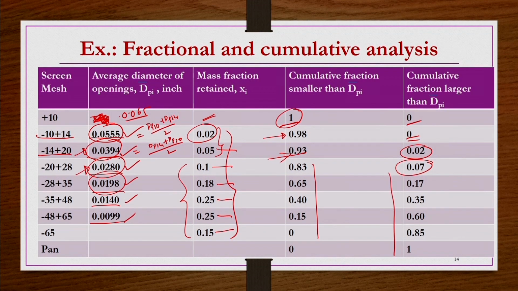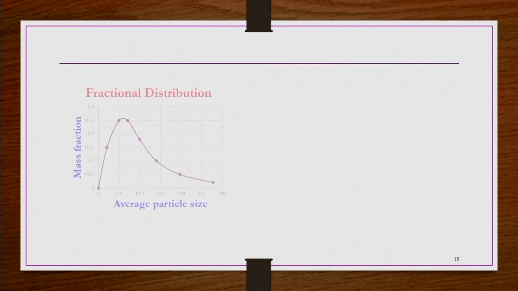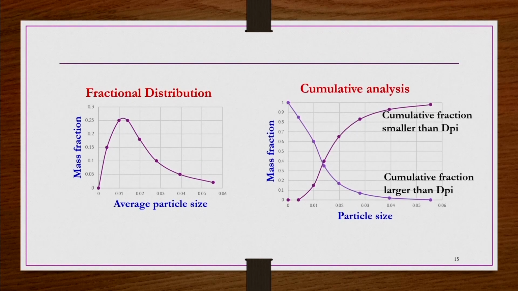When you plot cumulative fraction smaller than dpi versus xi, you will get plots like this. This is cumulative fraction smaller than dpi, this is cumulative fraction larger than dpi. This fractional distribution we have already done.